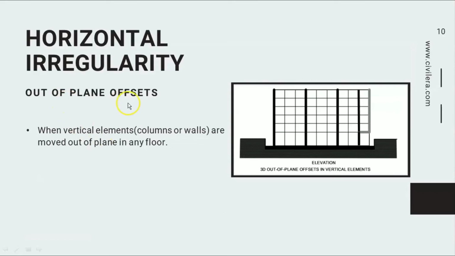Out of plane offsets. This occurs when vertical elements like shear walls are moved out of plane in any floor. So this is a classic example here. You have a continuous column, but if it is not continuous like that and is stopping, and if you have a transfer beam, and then a floating column kind of structure, the continuity of the wall or column is changed. This is called out of plane offsets.